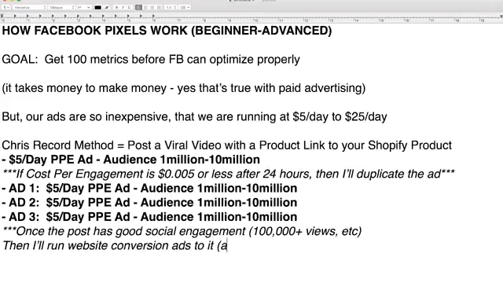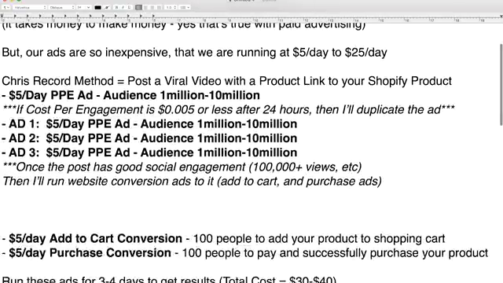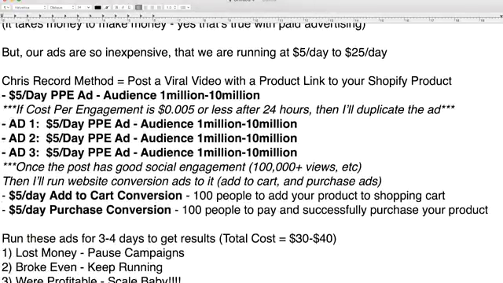And then you want to do add to cart and purchase ads. Okay, and that's where these start to click in, right there. So this is the Chris Record method. I know this might seem a little bit advanced, but I told you today I wanted to get a little bit advanced. What I'll do is I'll run a viral video with a link in the description going straight to a Shopify product page. Okay, so an example would be like what I showed with Phone BB.